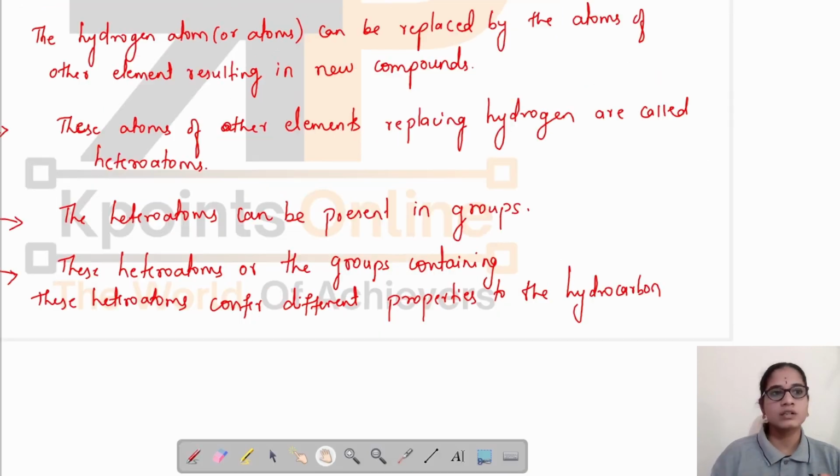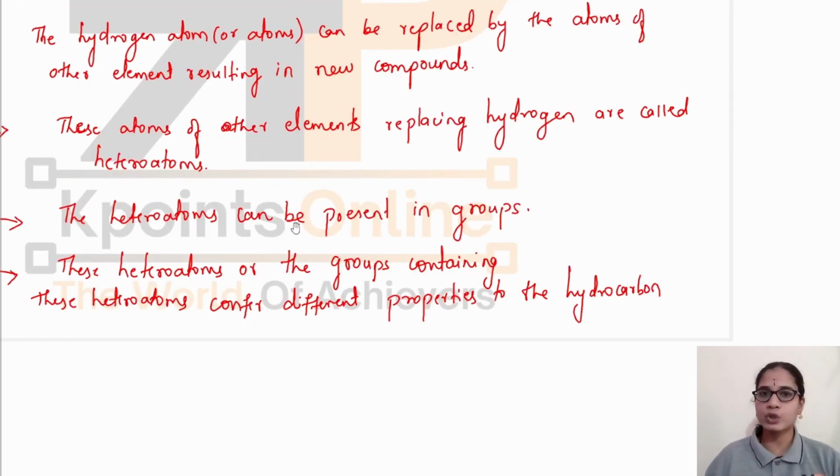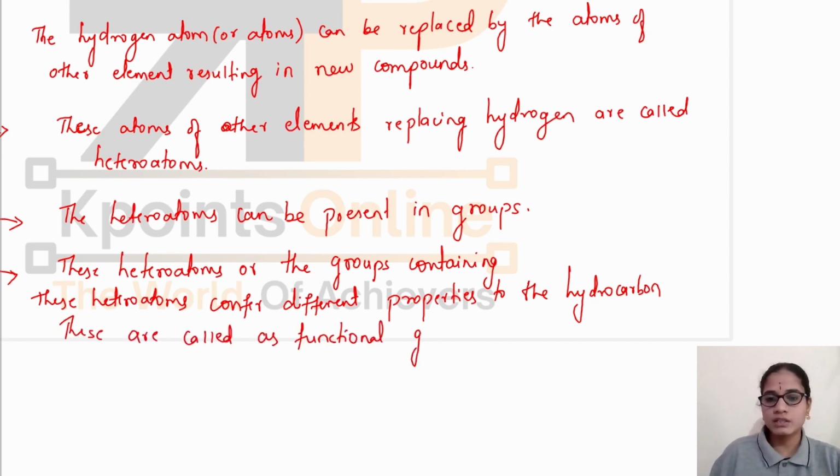Once the hydrogen atom of the hydrocarbon chain is replaced by these heteroatoms, the property of that hydrocarbon will get changed. So they will confer some special properties to the hydrocarbon chain. So these are called functional groups, as they confer different properties to the compound. Okay, these are called functional groups. Yes, we are going to understand what these functional groups are.